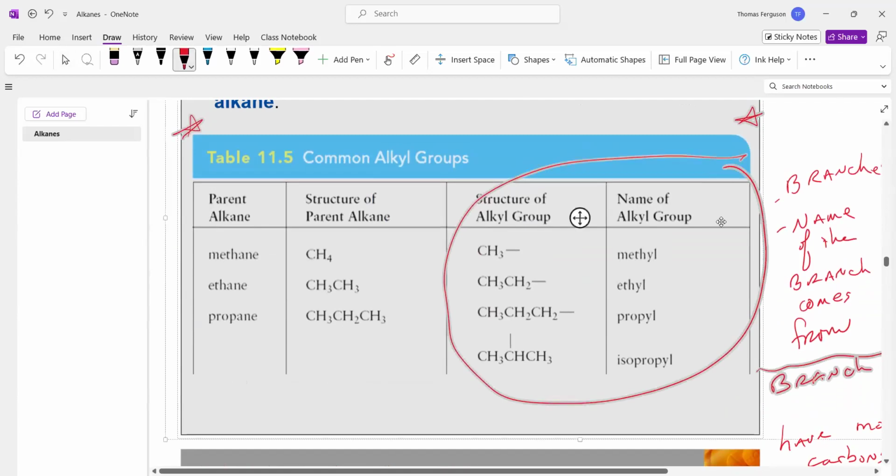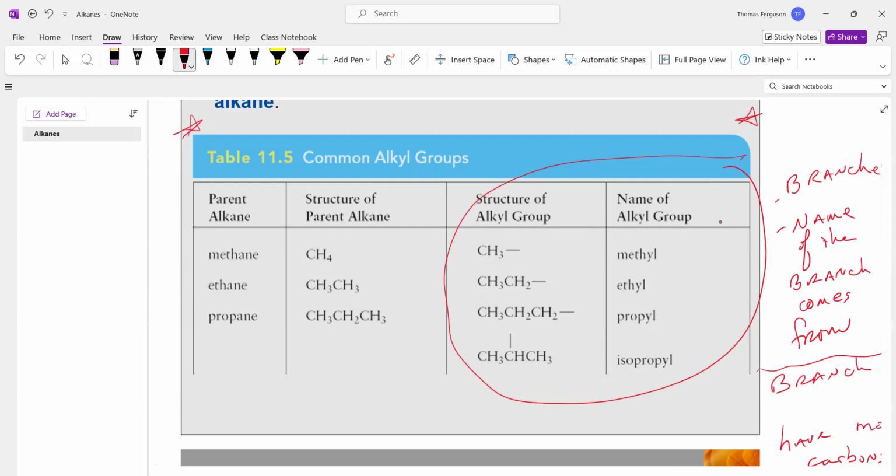Notice a 1 carbon branch is called methyl. 2 carbon branch, ethyl. 3 carbon branch, propyl. 3 carbon branch, isopropyl. The difference between these two is where the bonding occurs to the main backbone. Here the bonding occurs in the middle carbon. Here the bonding occurs on the end carbon.